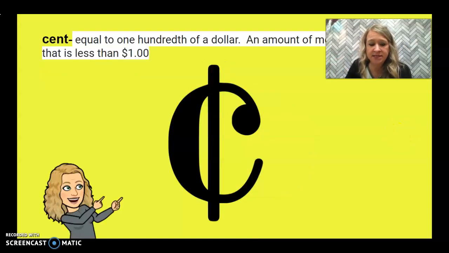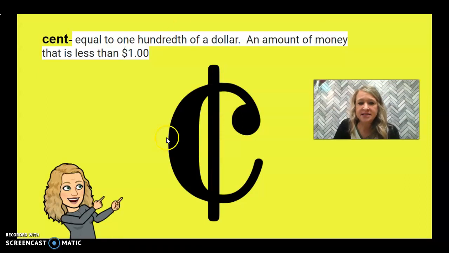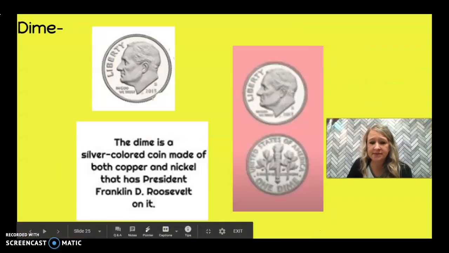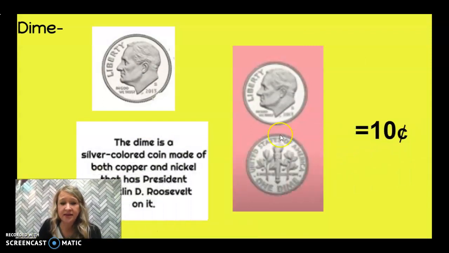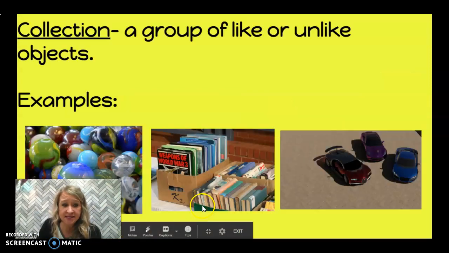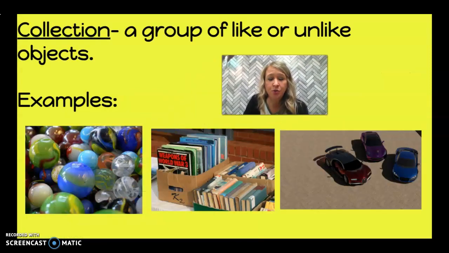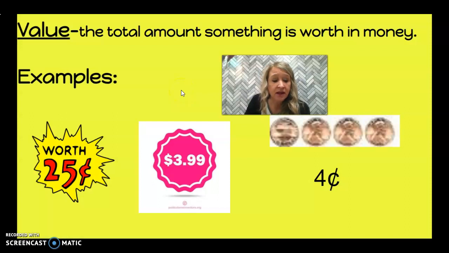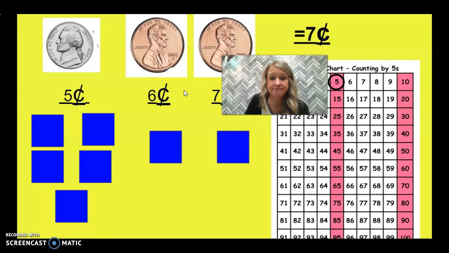Let's review what we did today very, very quickly. Cent, an amount of money less than $1. Penny, worth 1 cent. A dime, worth 10 cents. A nickel, worth 5 cents. A collection is a group of like or unlike objects. And we learned that the value is the total amount of something that is worth in money. So 25 cents, $3.99. 4 pennies is worth 4 cents.